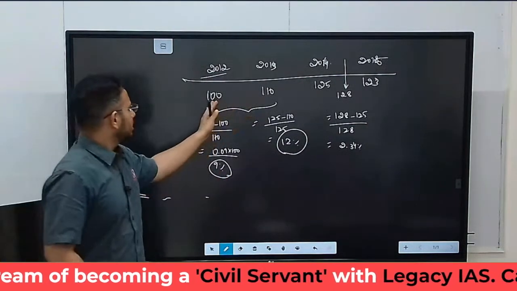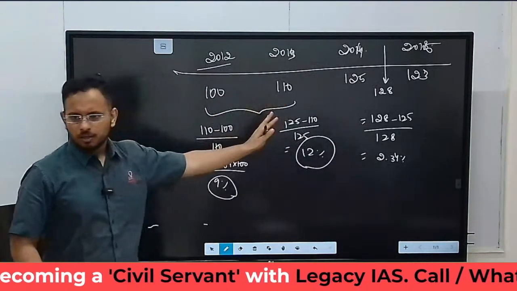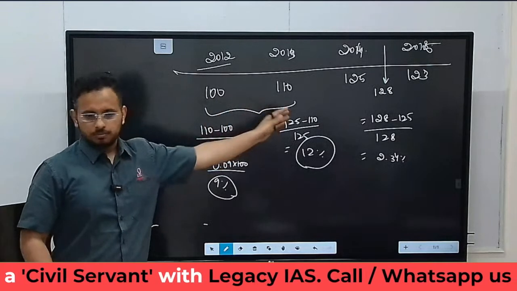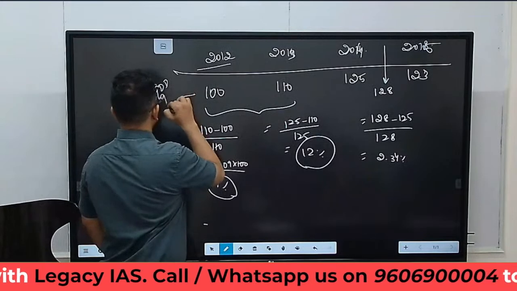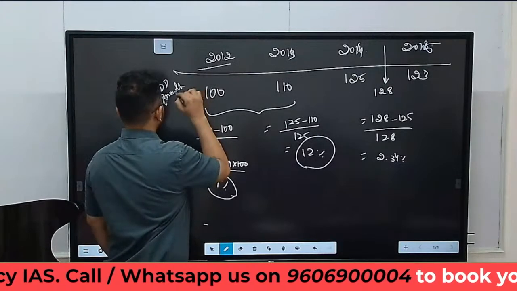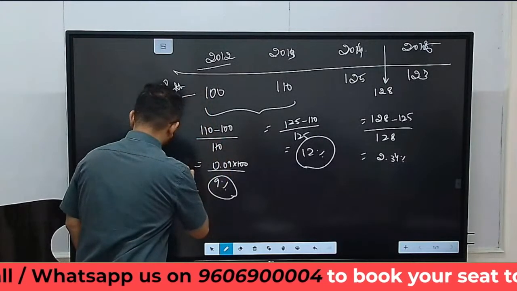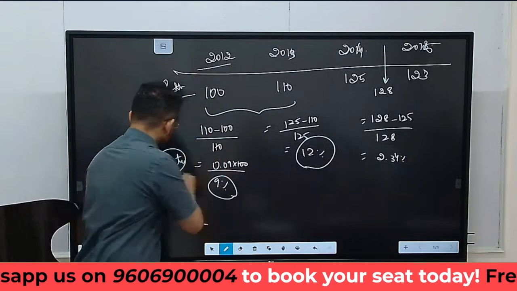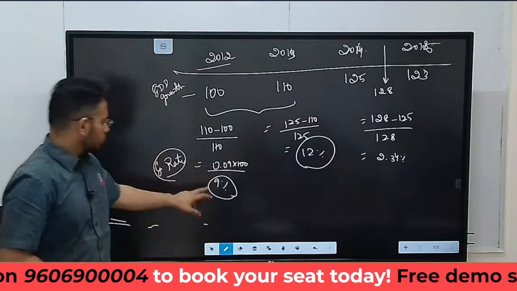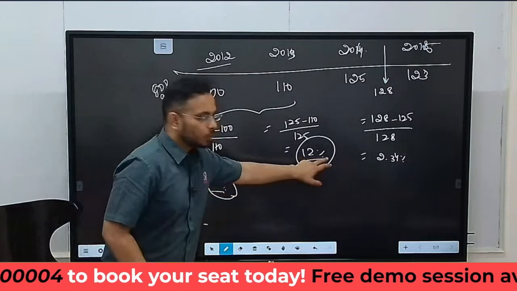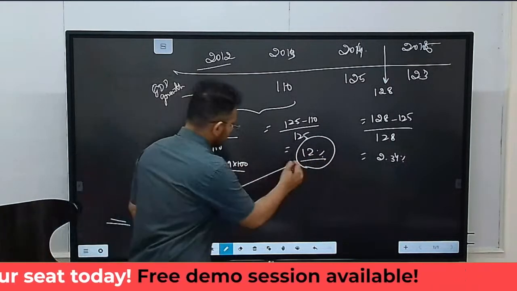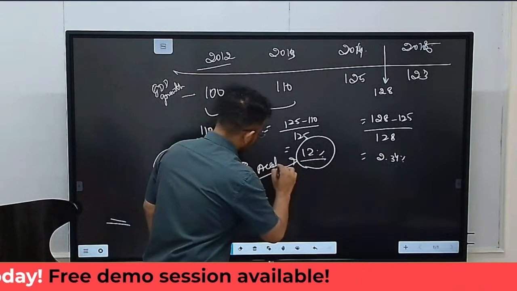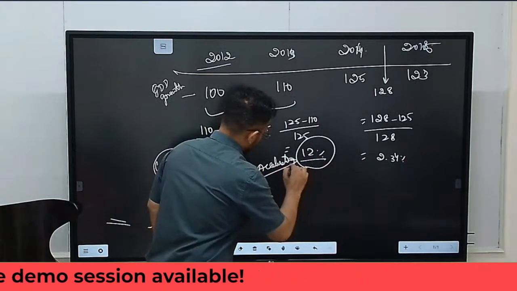GDP is also increasing, 100 to 110. That is GDP. This is GDP growth. This is GDP growth rate. What is the rate at which the GDP is growing? It was growing at 9%. Now it is going at 12%. It expanded. Acceleration. This is what we call accelerating GDP. It's accelerating.